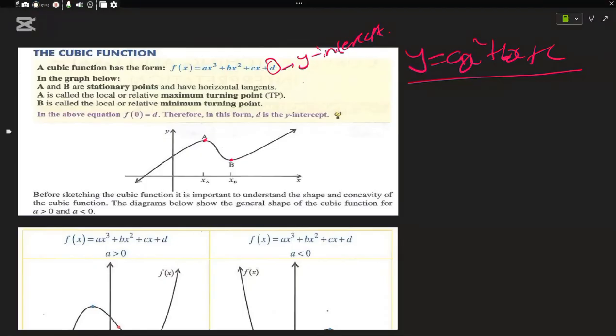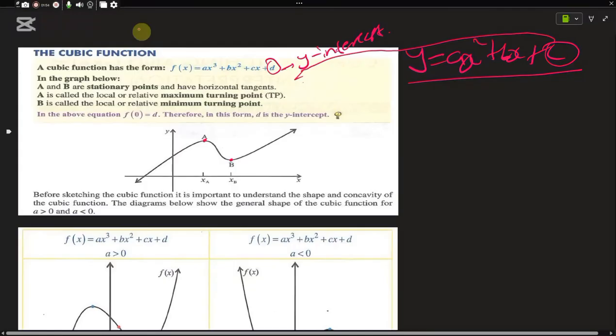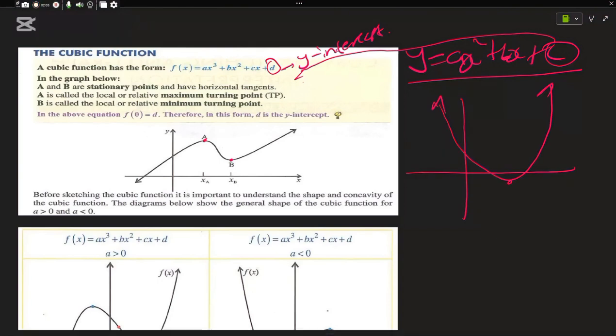Now, while we are still on that, let's go back to a parabola, right? Remember, for a parabola, C is actually the y-intercept. And now, suppose we draw a parabolic function of this nature here, this actually becomes the minimum y value. So the y value of the turning point is the minimum y value.